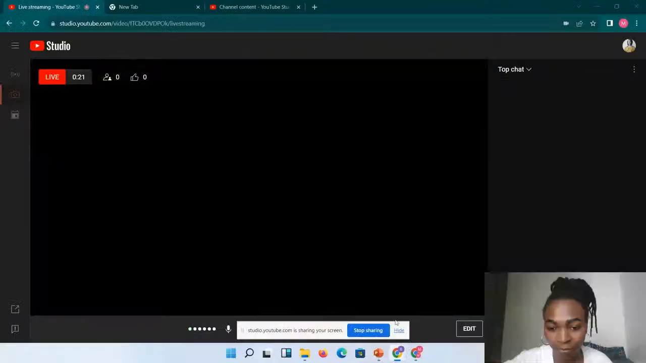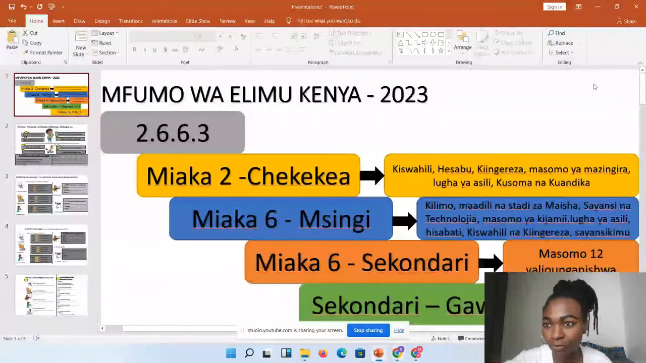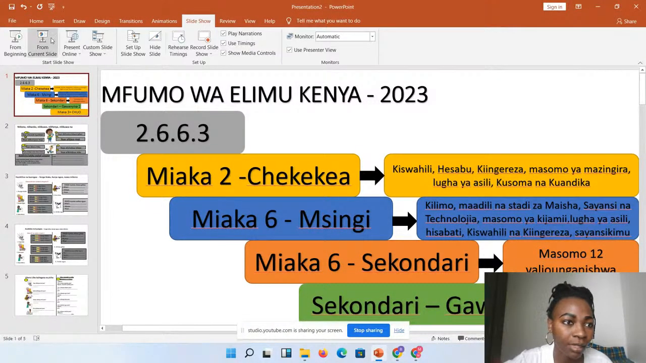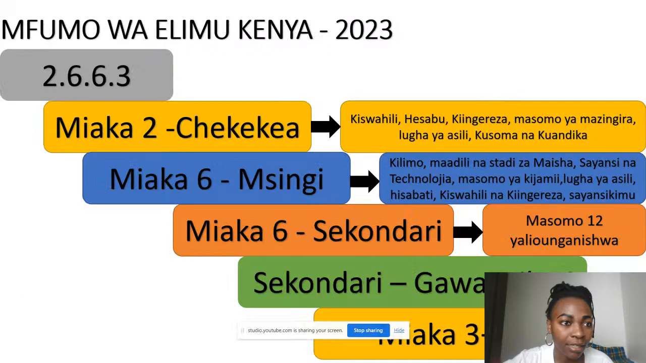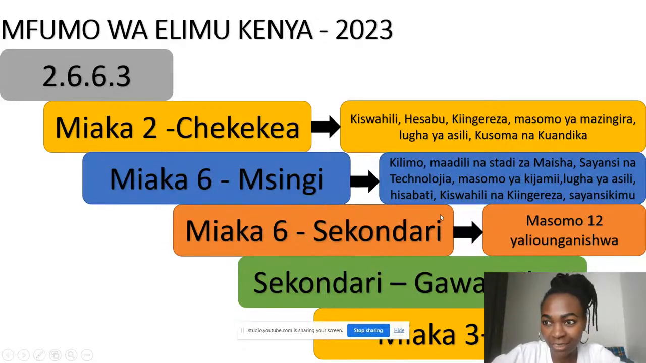Today we're going to learn about past tense and its negation. I'll quickly share my screen so that you have a snip of what we are talking about. But before that, we'll start by quickly looking at mfumo wa elimu Kenya.